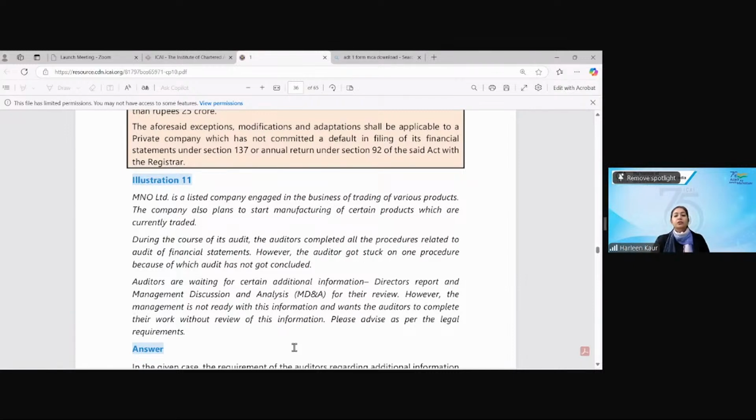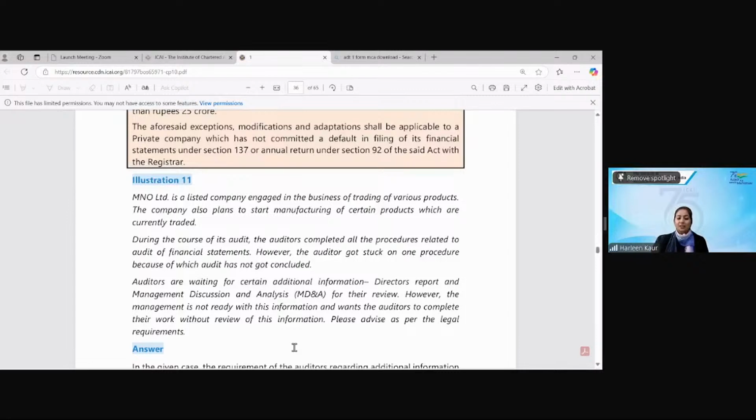So MNO Limited is a listed company trading in various products. Manufacturing has been started. Auditors completed the procedure and they got stuck in one of the procedures because of which the audit was not concluded. Now, auditors are waiting for the additional information, director's report and management discussion, for their review. Management is not ready to provide this information and they cannot complete their work without this review.